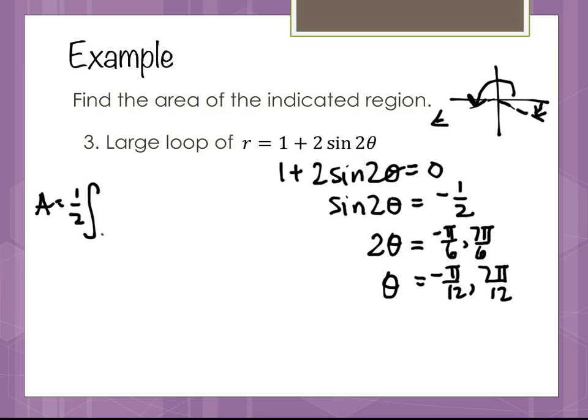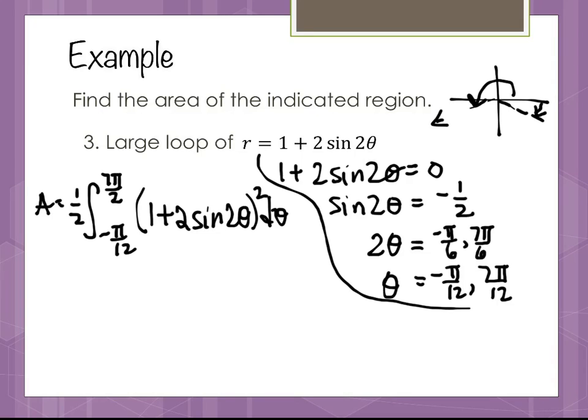Negative pi over 12, and my upper value is 7 pi over 12. And then I'm going to actually have to take the 1 plus the 2 sine of 2 theta, and I'm going to have to square it. And that's where we'll pick up next time, is squaring that.